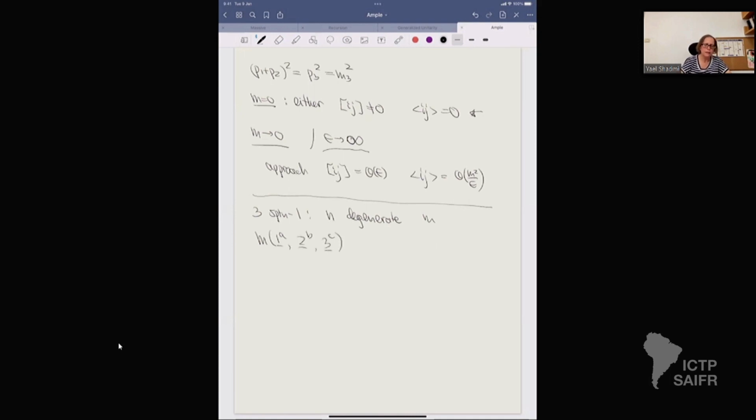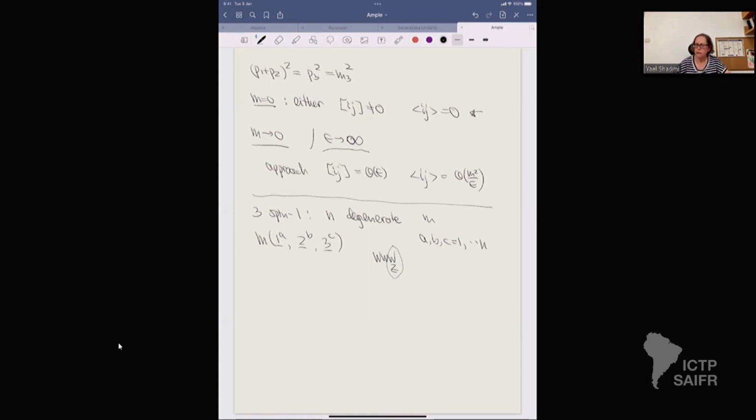So these 1, 2, and 3 label the momenta, and A, B, and C are this extra index that we need to label these guys. So A, B, and C go from 1 to n. You can think of this as sort of a WWW amplitude or a WWZ amplitude in the limit that these guys are degenerate, when you neglect the mass difference between them.